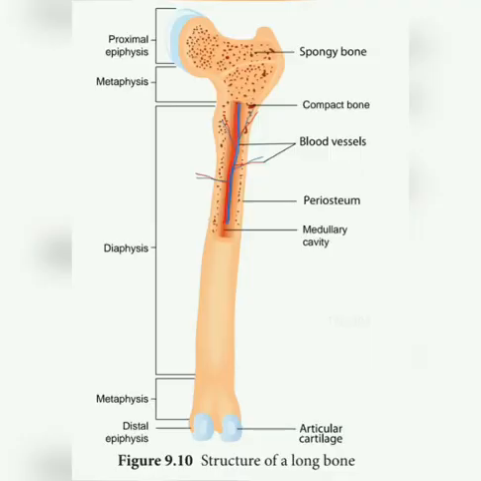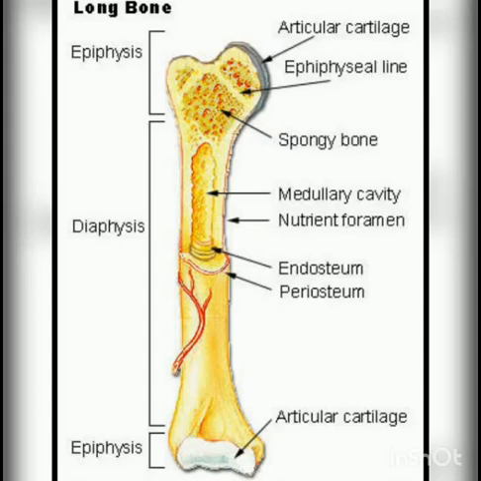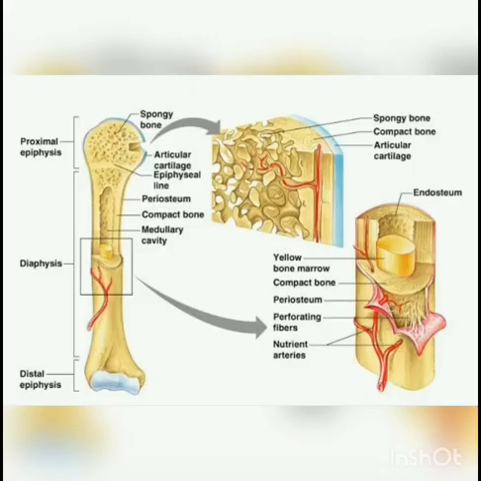Now we will see about the structure of a typical bone. Then we move on to the structure of a typical long bone. A typical long bone has a diaphysis, epiphysis, and membranes. A tubular diaphysis, also called the shaft, forms the long axis of the bone. It consists of the central part called the medullary cavity or marrow cavity.